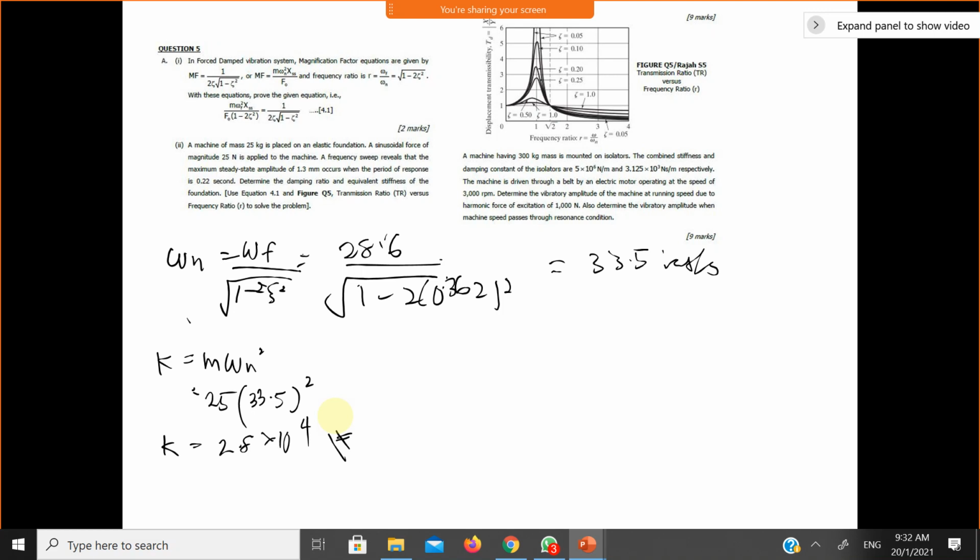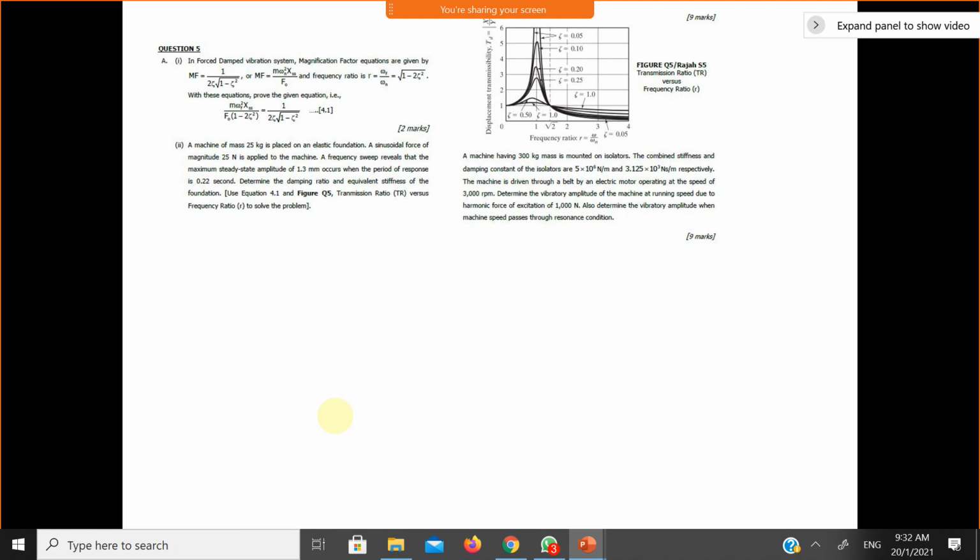Alright, number 2. Question number 2. A machine having 300 kg is mounted on isolators.